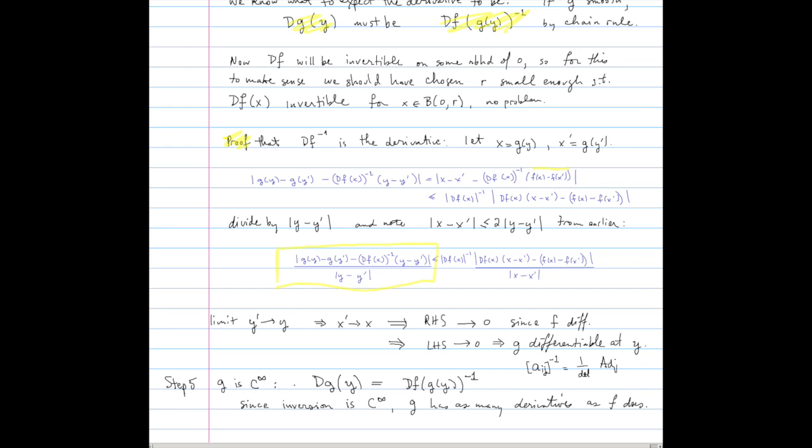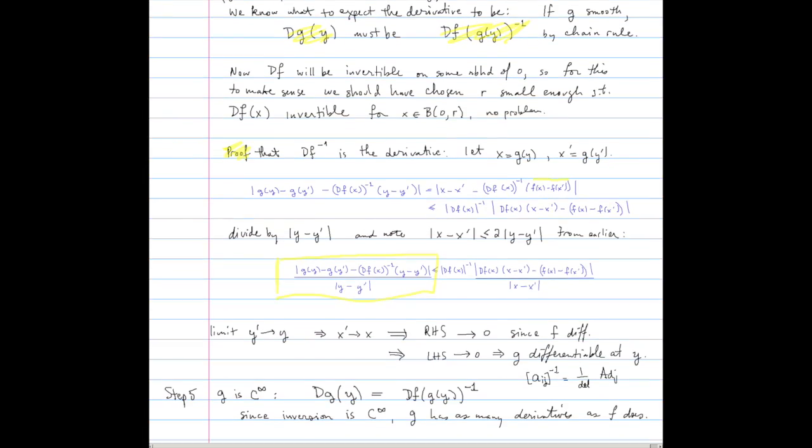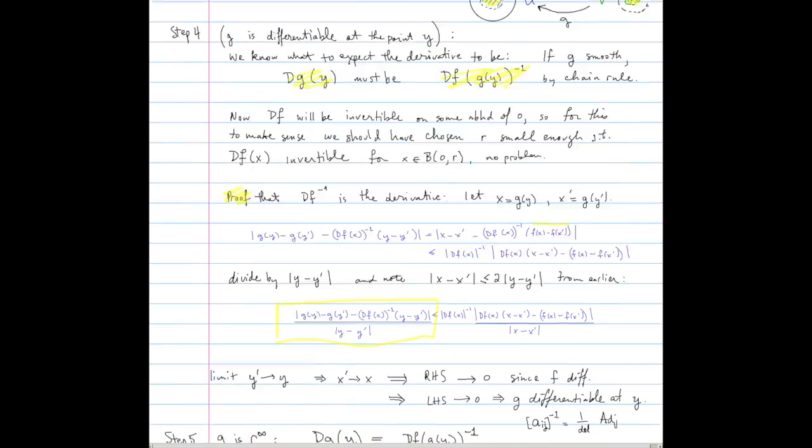So that's how I've written it here. Because inversion itself as a map is C infinity, that means that this derivative is just a composite of a smooth operator composed with the inversion, which is also smooth. And so that means that g is as differentiable as f is. Okay, and so that completes the proof, showing that this inverse that we've constructed is infinitely differentiable.